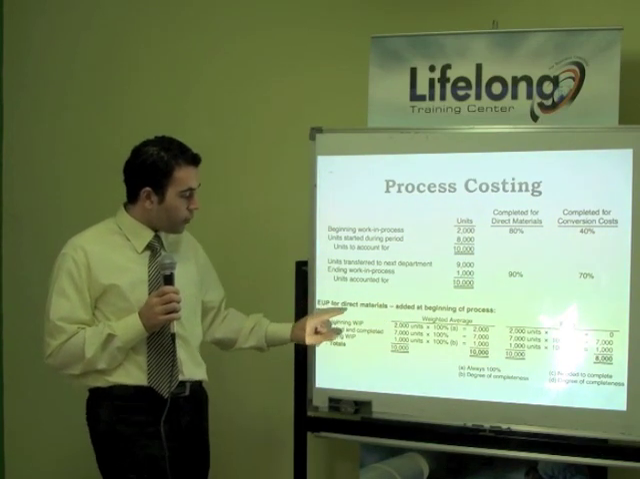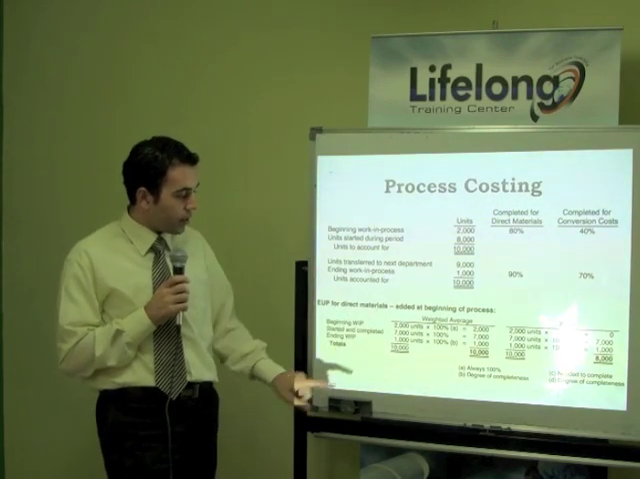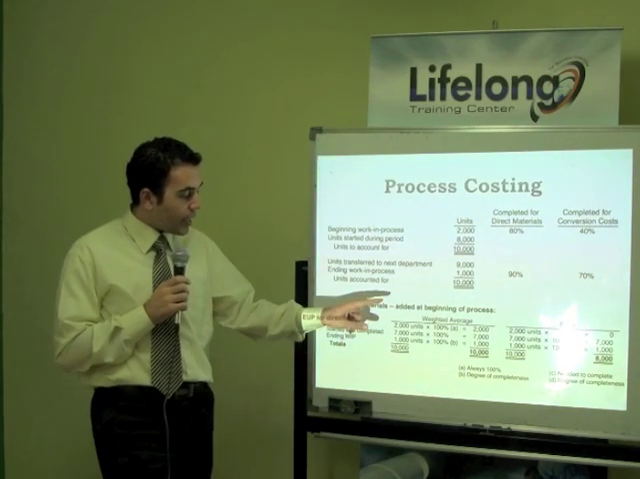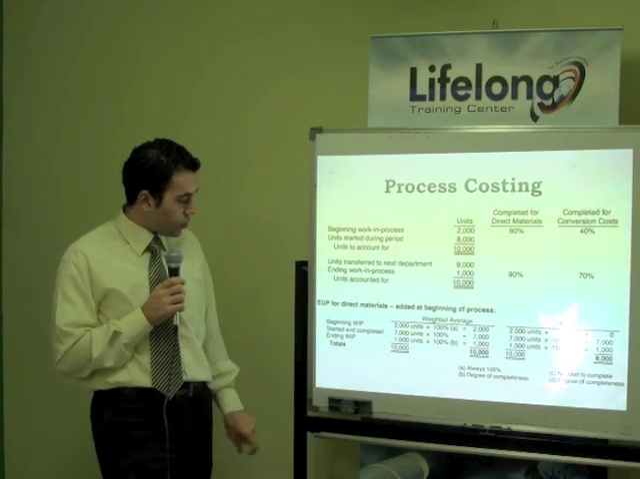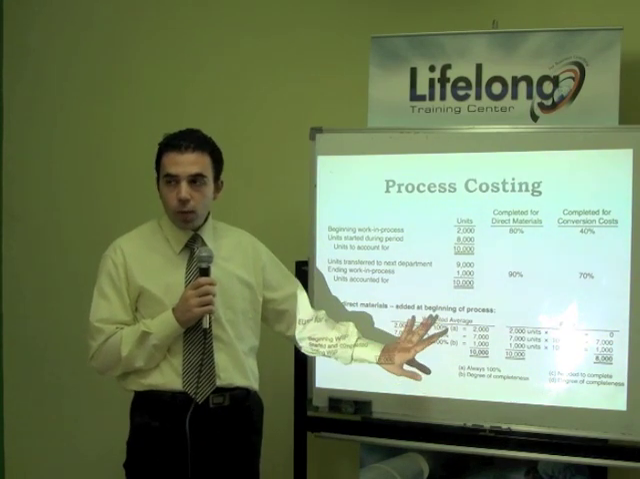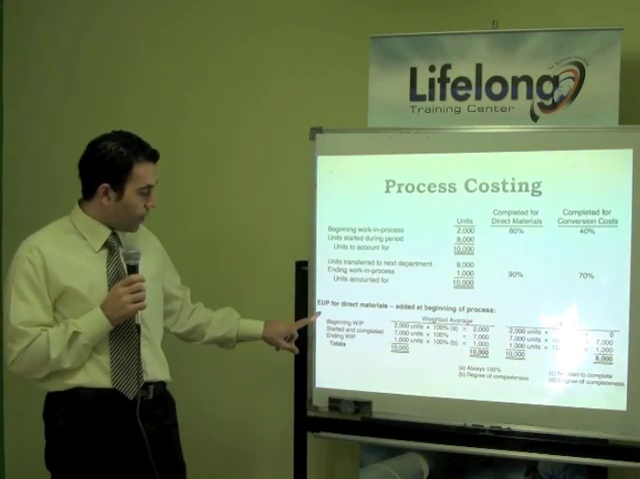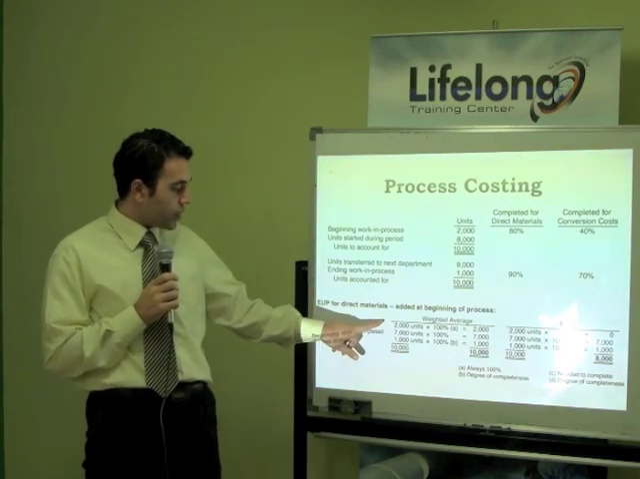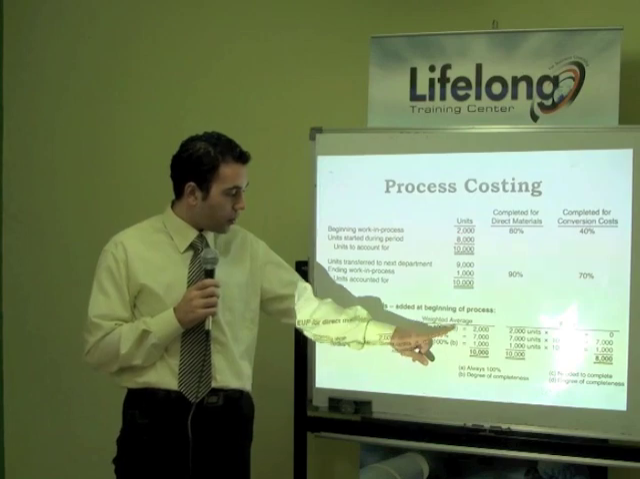First we are going to account for direct material. Direct material is added at the beginning of the process. So for direct material, look how I'm going to do it. Now we are speaking about weighted average. So for weighted average, beginning, we say 2,000 multiplied by 100%, it's 2,000.